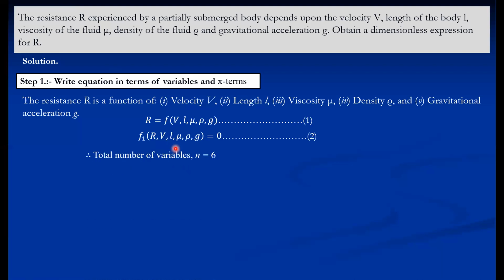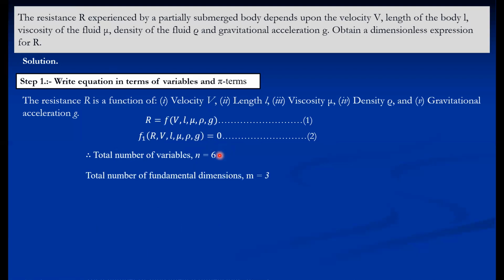If you count the total number of variables, don't make the mistake of counting the number of variables from equation 1, because if you count there, you will get 5. Equation 2 is always written in order to count the number of variables involved, because all the variables are taken on one side. So always count the number of variables from equation 2. In this case, the number of variables are 1, 2, 3, 4, 5, 6. So 6 variables are involved.